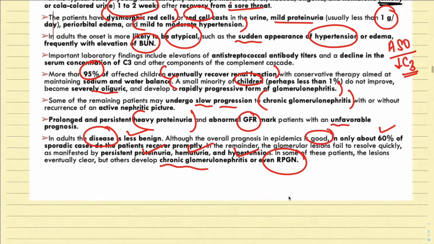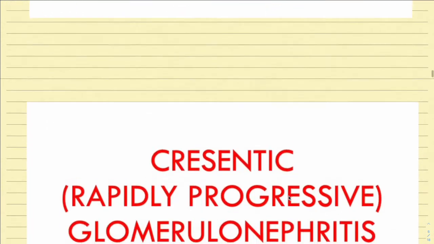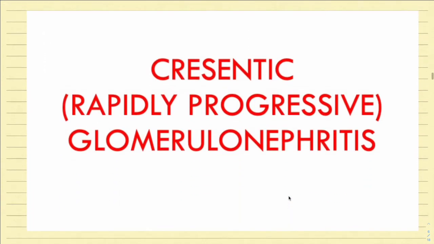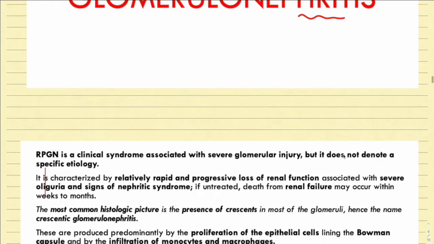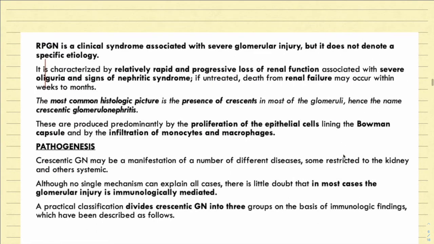progressive glomerulonephritis. The next form of nephritic syndrome that we will see, which is very, very important, is called the crescentic or rapidly progressive form of glomerulonephritis. So RPGN, just try to understand, it is not the name of a disease, rather it is a descriptive term for any severe form of glomerulonephritis.